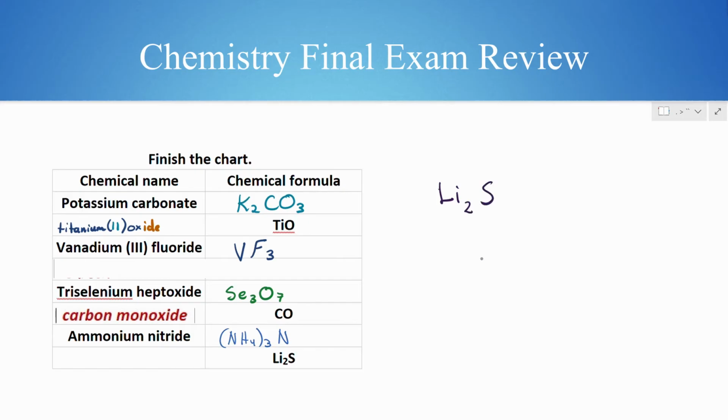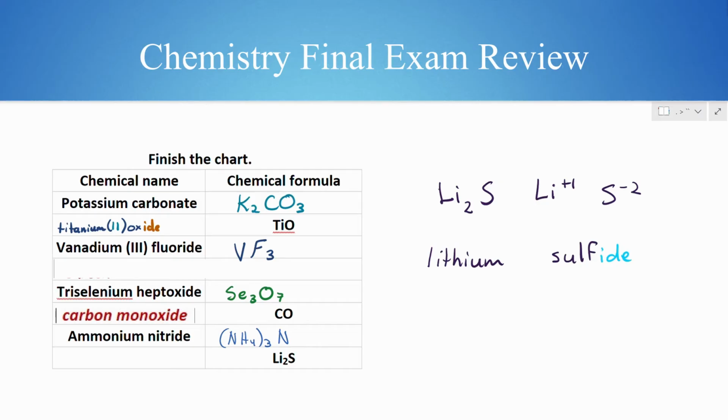Li indicates lithium, and S represents sulfur. Now lithium has a +1 charge, and sulfur has a -2 charge. But we notice that lithium is a main group element. Therefore, we do not need to use Roman numerals. The only thing we need to do is exchange sulfur for sulfide. So instead of writing the ending as UR, we write the ending IDE.